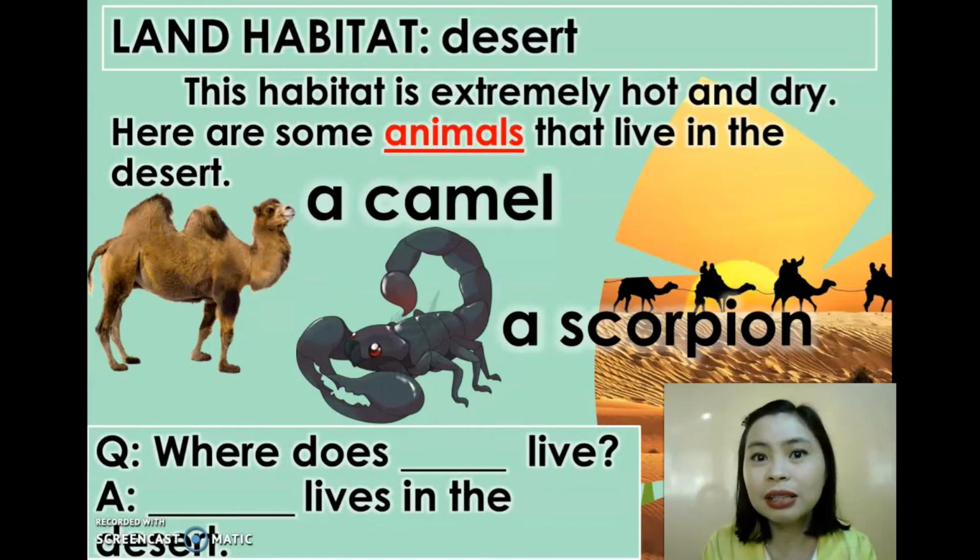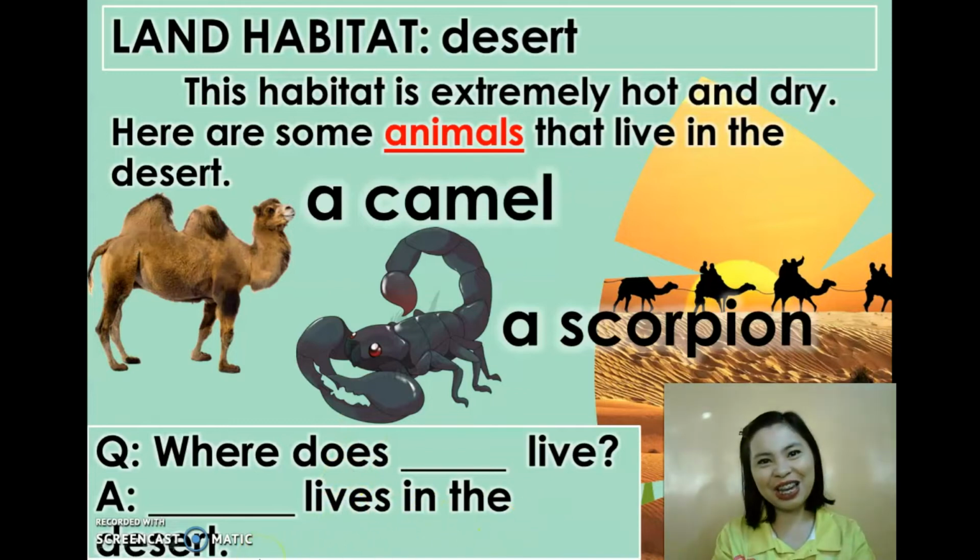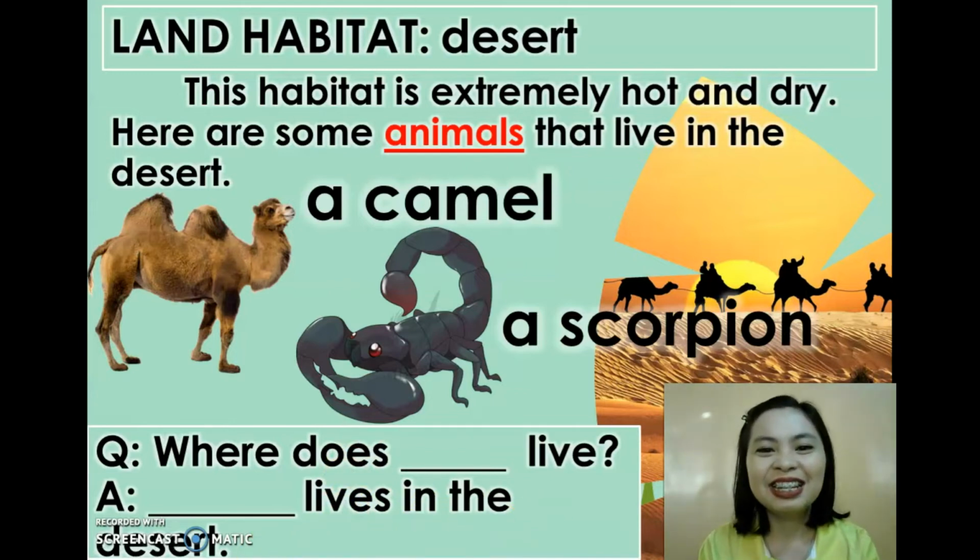And our question, where does a camel live? Where does a camel live? Answer, a camel lives in the desert. How about this one? Where does a scorpion live? Answer, very good.